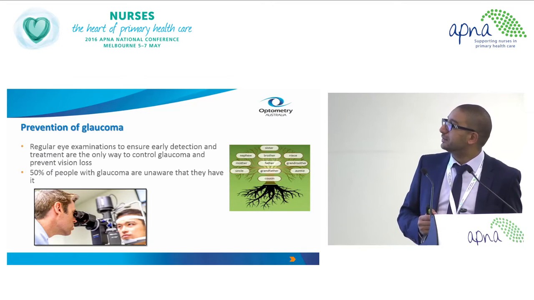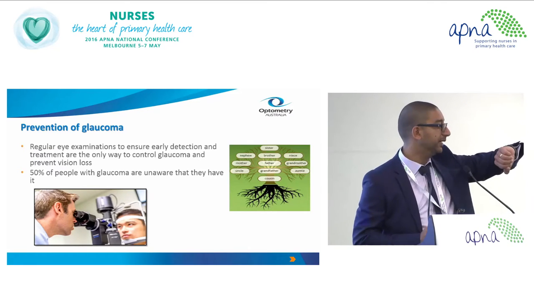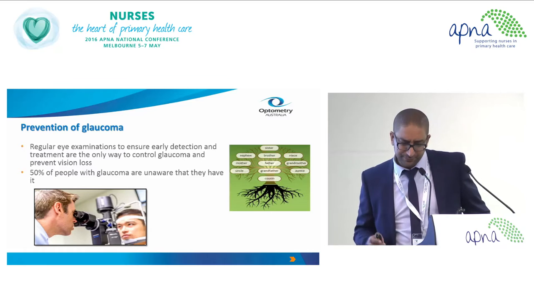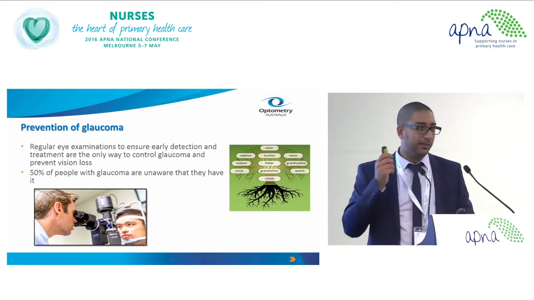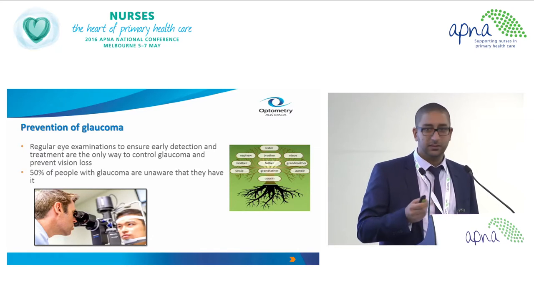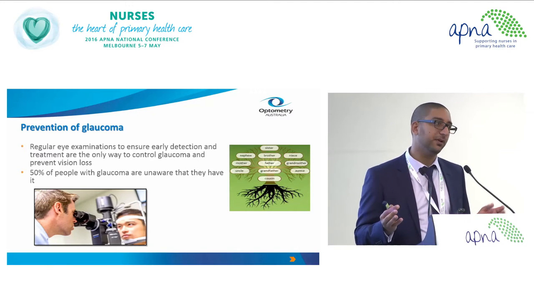Regular eye examinations, okay? 50% are unaware, and family history is really important. Regular eye tests. You're more likely with a sibling. You're less likely with a parent, and less likely again with extended family. But you're still within that risk profile, okay? Anyone in the family means you're within that risk profile.